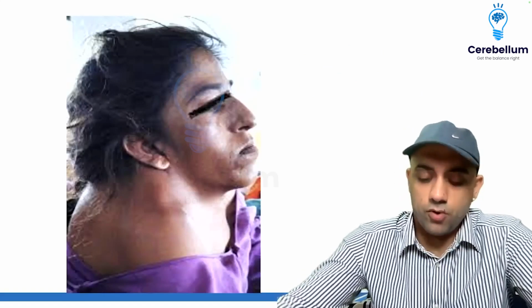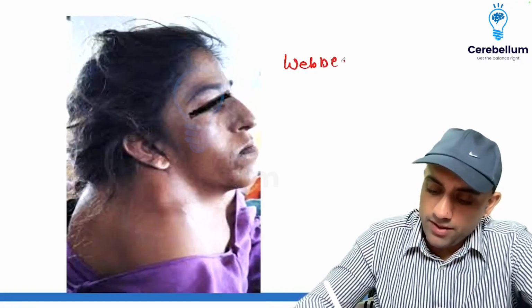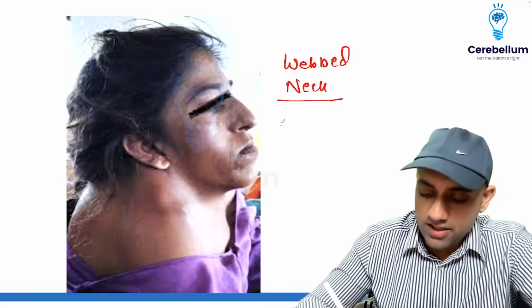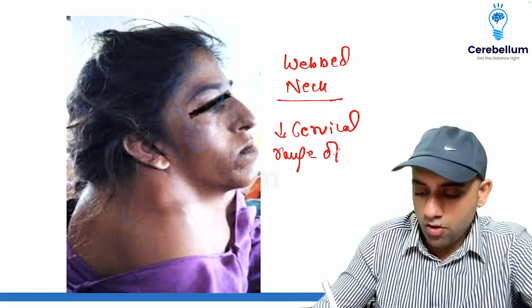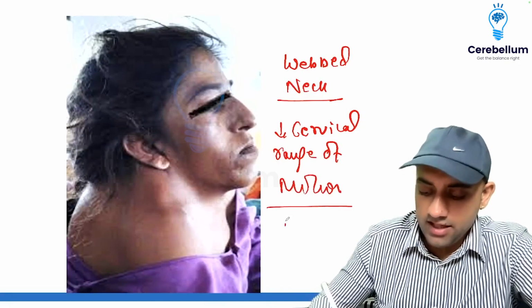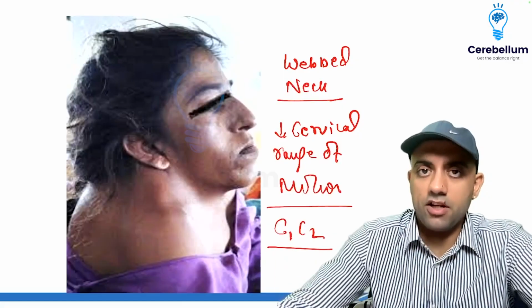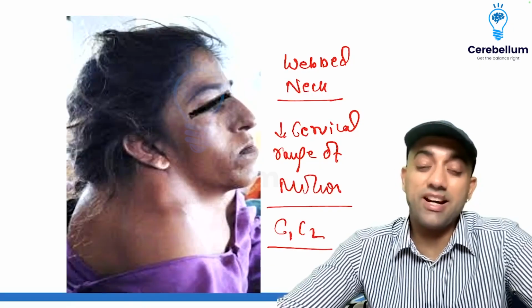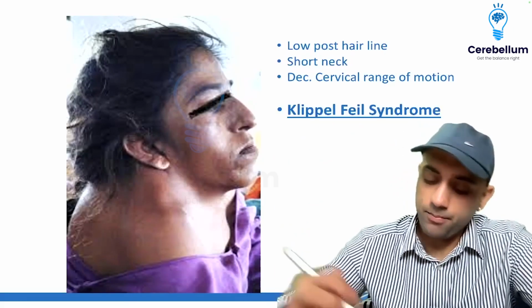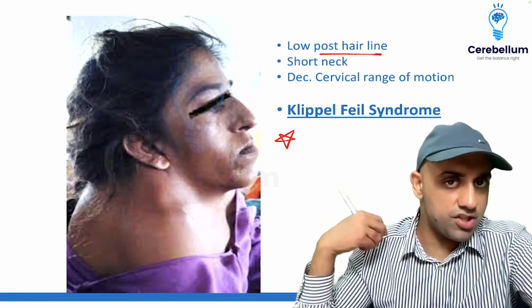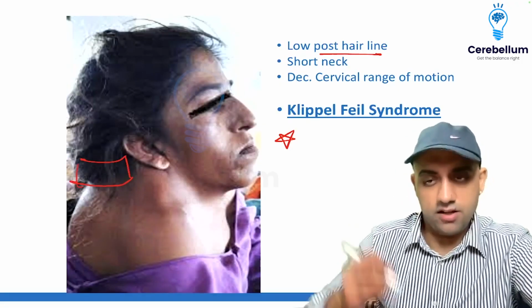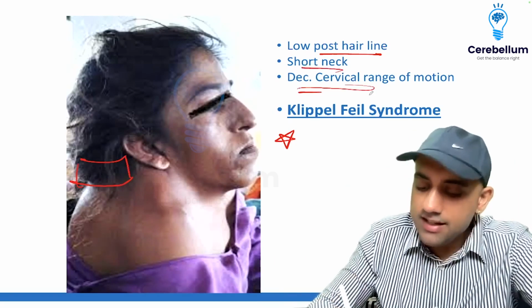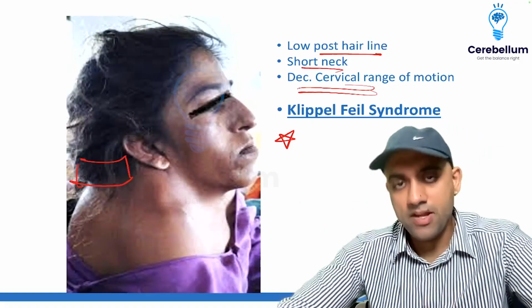Last question. This patient has a webbed neck with decreased cervical range of motion. I know it's a female patient, and now you'll think of Turner. No, this patient has decreased cervical range of motion, and her C1 and C2 are fused. Atlas and axis vertebrae are fused. So what are we talking about? We're talking about Klippel-Feil syndrome, where the patient has a low posterior hairline. Normally my hair goes till here, but this patient has hair very low down. Short neck, decreased cervical range of motion, fusion of the vertebrae: Klippel-Feil syndrome.